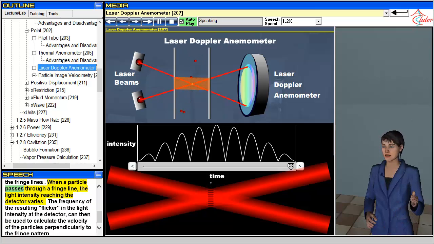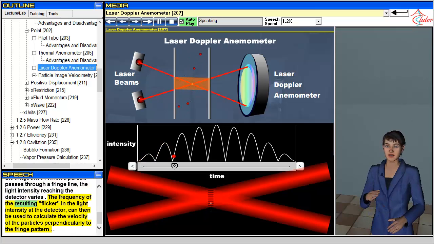When a particle passes through a fringe line, the light intensity reaching the detector varies. The frequency of the resulting flicker in the light intensity at the detector can then be used to calculate the velocity of the particles perpendicularly to the fringe pattern.